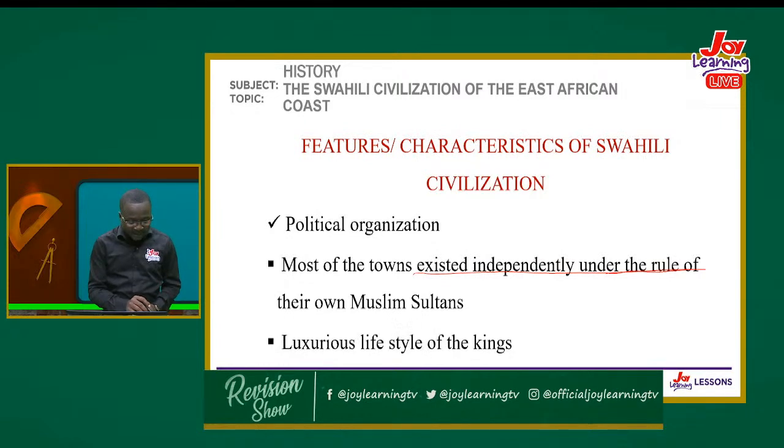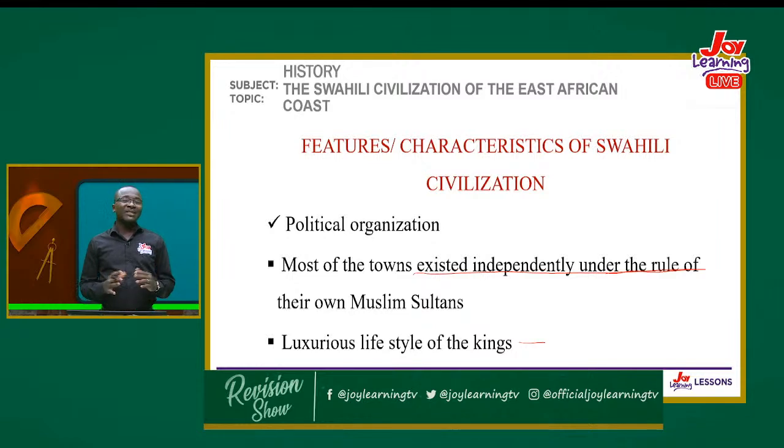Now let's look at another feature, the luxurious lifestyle of kings. We are told that the kings or the sultans of Swahili dressed in expensive and luxurious dresses. They dressed in fine linen clothes, and they were also adorned with gold ornaments. Yes. So silk linen robes were the dresses that they wore. They wore silk linen robes, and they were adorned with gold ornaments as well as silver ornaments. And they lived a luxurious life.